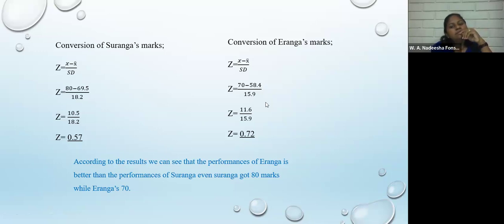Dhananjana. Salma. Gayani. Yes, negative value, then decimal points. The other one? Zero value. Can be 0.